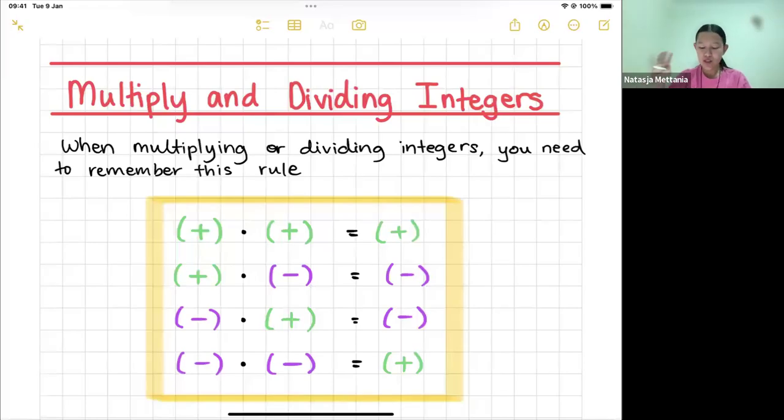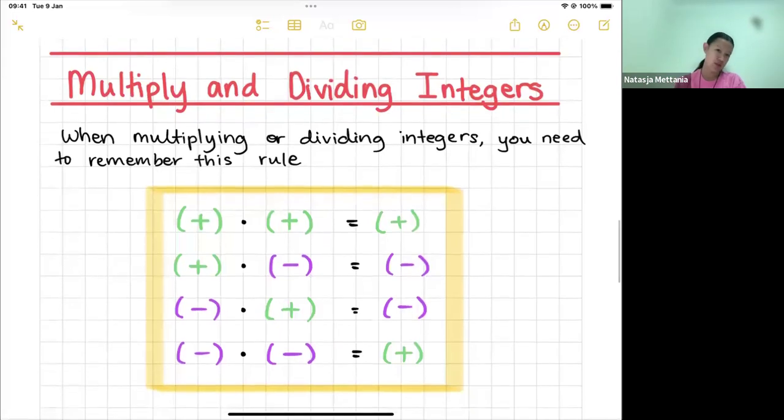So today what we're going to be doing is multiplying and dividing integers. Now, when we're multiplying and dividing integers, there is one rule that we need to remember, and this rule is basically the one that I have on the screen.